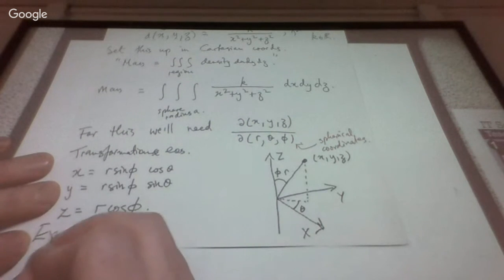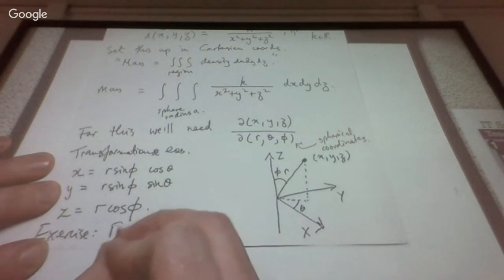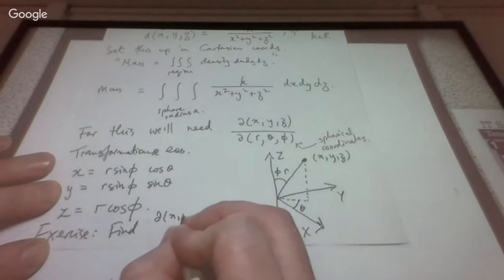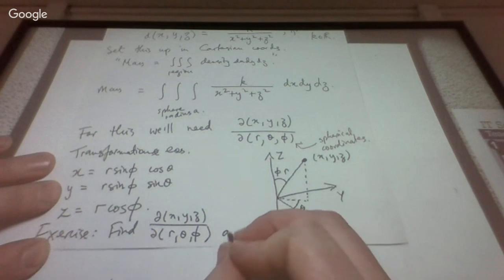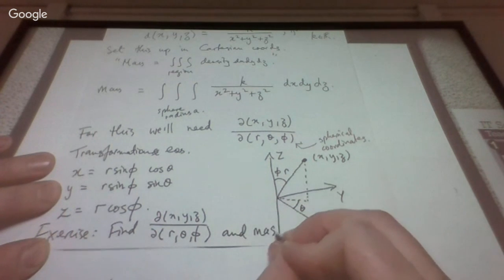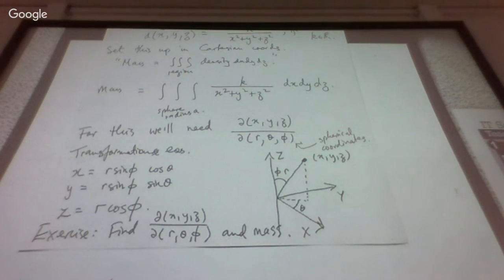So we'll leave this as an exercise to find the Jacobian. Perform the transformation into spherical coordinates, and then you can figure out the limits to describe the sphere of radius A. The limits are in the variables r, theta and phi, and then evaluate it. So you should end up with a number for the mass. Of course, the number will depend on the general radius A.